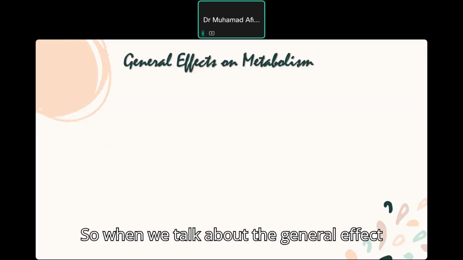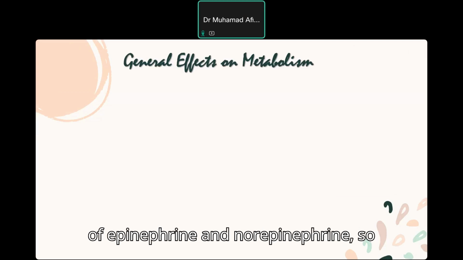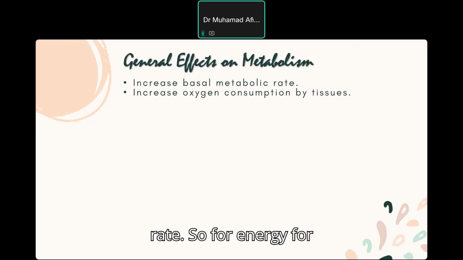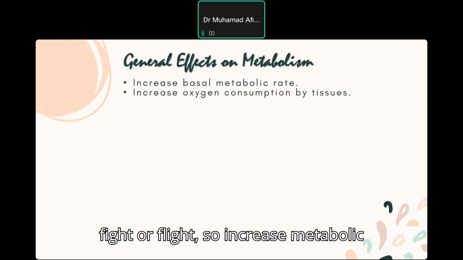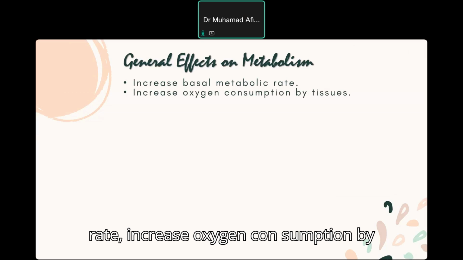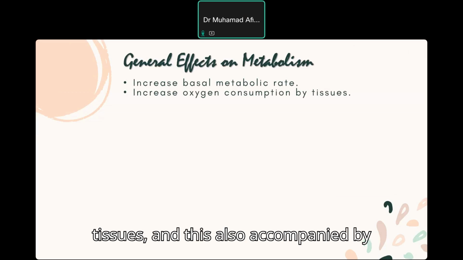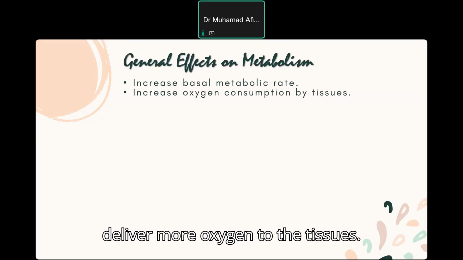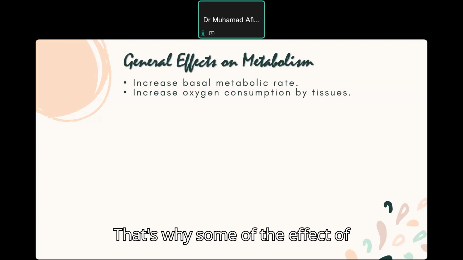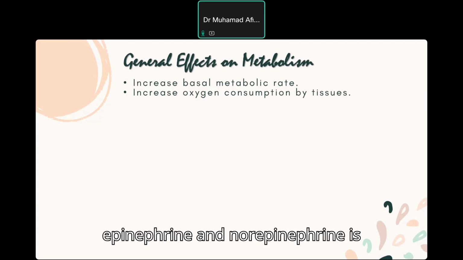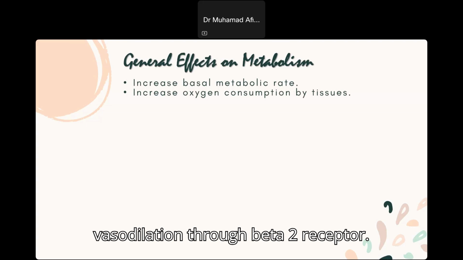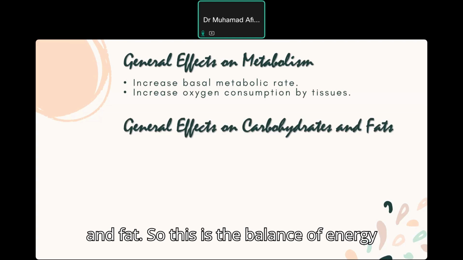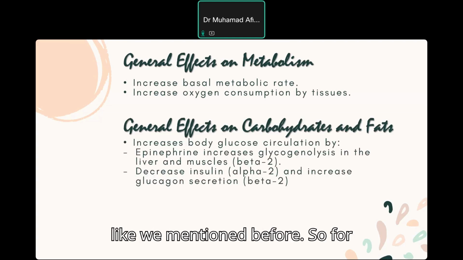So when we talk about the general effect of epinephrine and norepinephrine, they will increase the basal metabolic rate. So for energy, for fight or flight, increase metabolic rate, increase oxygen consumption by tissues, and this is also accompanied by vasodilation, right? Because you want to deliver more oxygen to the tissues. That's why some of the effect of epinephrine and norepinephrine is vasodilation through beta-2 receptor. And then general effects on carbohydrate and fat. So this is the balance of energy like we mentioned before.